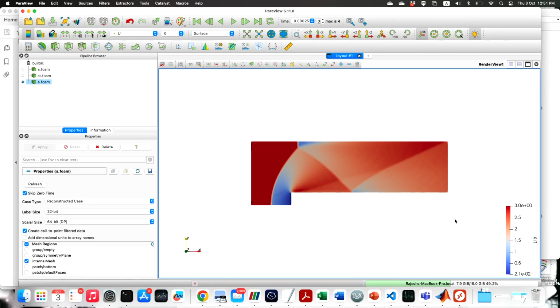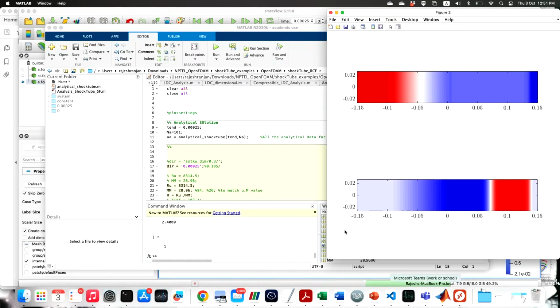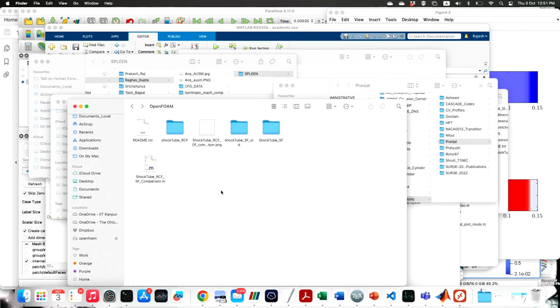Now, how did we set up this flow? How is it set up in OpenFOAM? Let me just open the MATLAB file and show it to you.